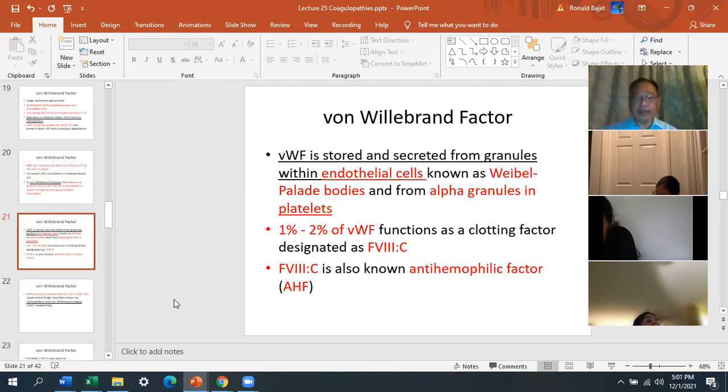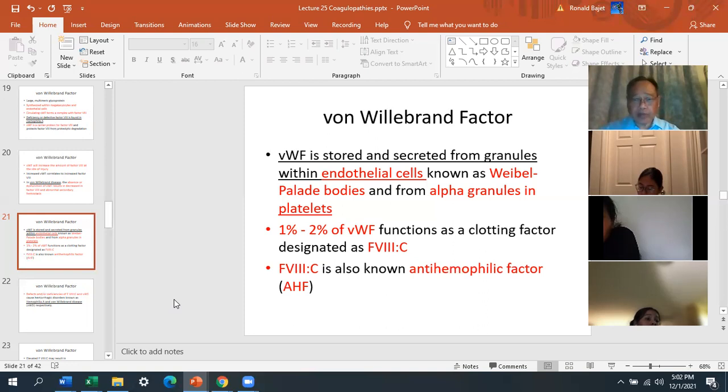Von Willebrand factor is stored and secreted from the granules within the endothelial cells, known as Weibel-Palade bodies. That's where von Willebrand factor is stored. It's stored in the endothelial cells known as Weibel-Palade bodies, and also in the alpha granules of platelets. Remember, the alpha granules are the most numerous granules in platelets. So there are two places where von Willebrand factor is found.